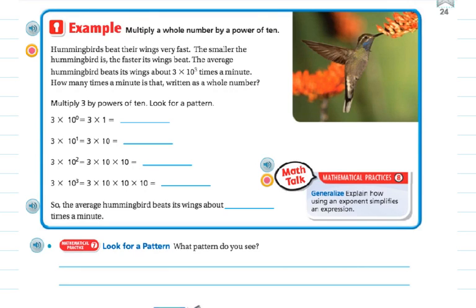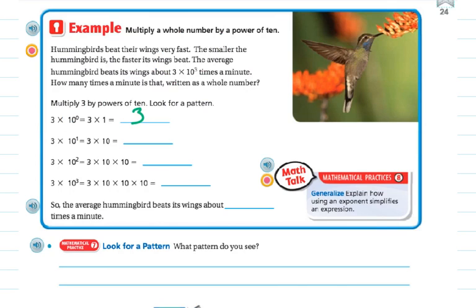So in this example, it says, multiply a whole number by a power of 10. Hummingbirds beat their wings very fast. The smaller the hummingbird is, the faster its wings beat. The average hummingbird beats its wings about 3 times the third power of 10 times a minute. How many times a minute is that written as a whole number? So what we can do is we can multiply 3 by powers of 10 and look for a pattern. So the 0 power of 10 is 1, so 3 times 1 would be 3.